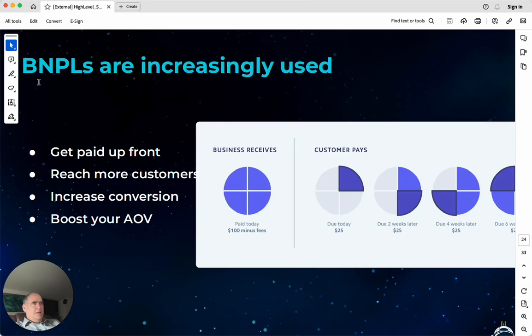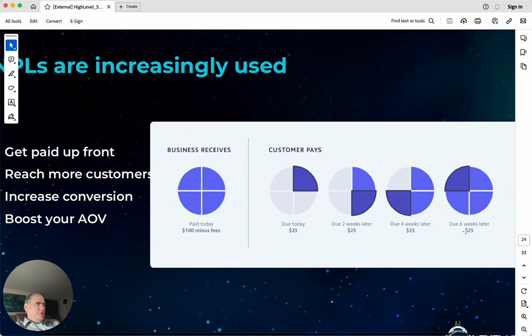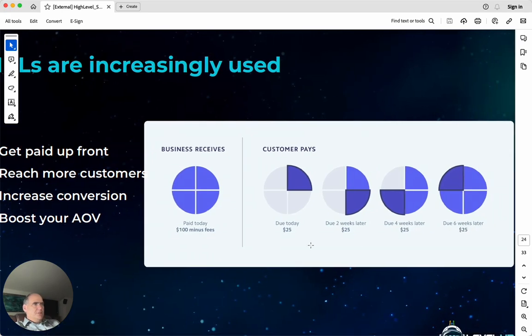So BNPL are increasingly used. That is buy now, pay later, is what I figured out. And they're doing payment plans here, get paid up front. You get paid by somebody who makes a loan, you reach more customers, increase conversion, and boost your average order value, AOV. So this is kind of, I guess, the plan of how this works.